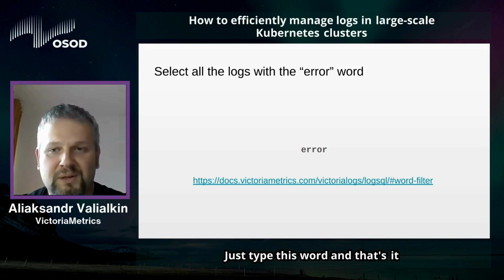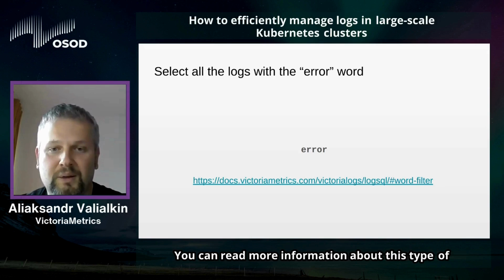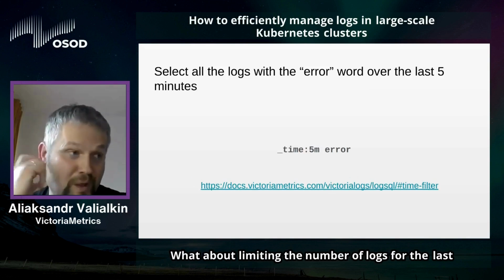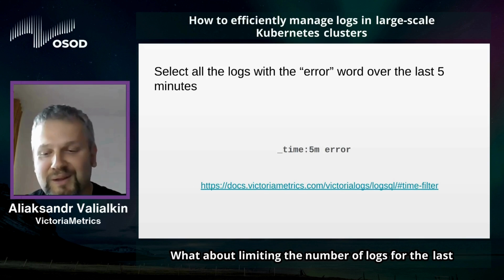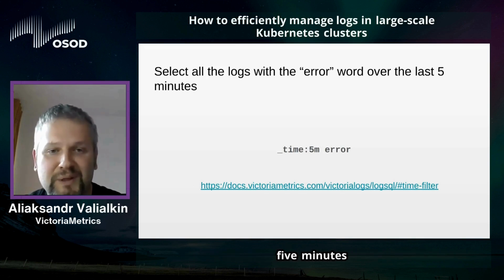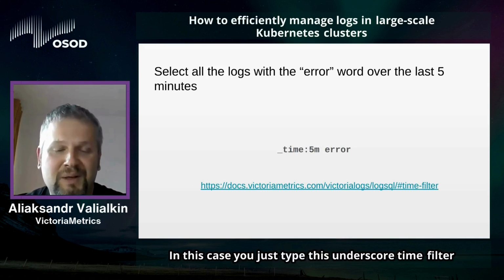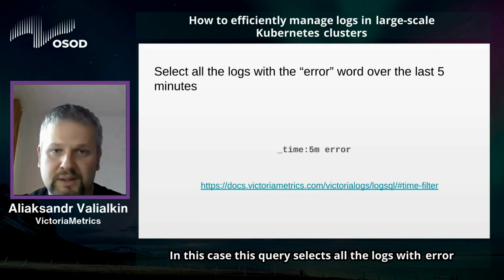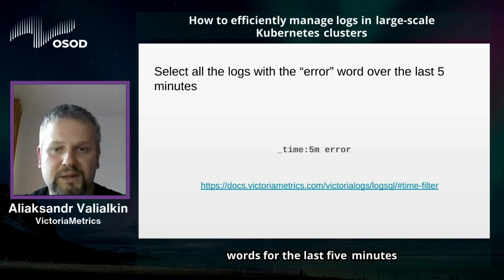The next query selects all the logs with the error word. Just type this word and that's it. That's a query which selects all the logs with this word. You can read more information about this type of query on the link below. What about limiting the logs to the last 5 minutes? In this case, you just type this _time filter and specify that you want to see logs in the given time range. In this case, this query selects all the logs with the error word for the last 5 minutes.